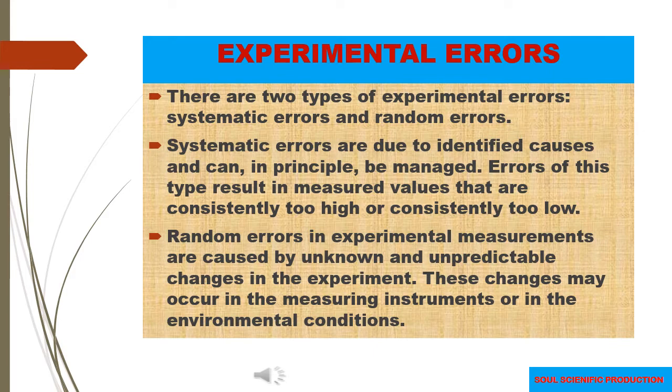To make it clear, random errors are also known as indeterminate errors because their causes are unknown. On the other hand, systematic errors are also known as determinate errors because their causes are known. Random errors have equal chance of being high or low.